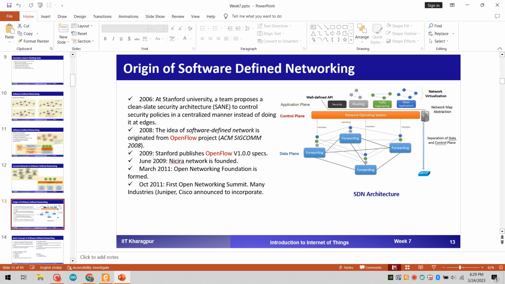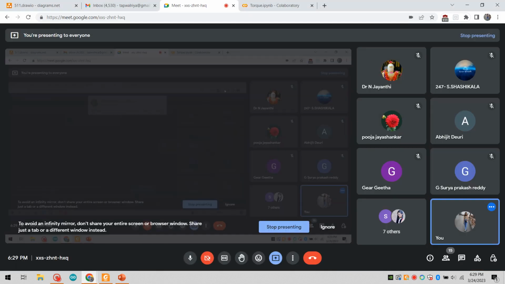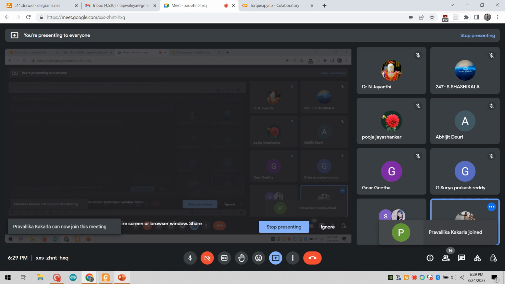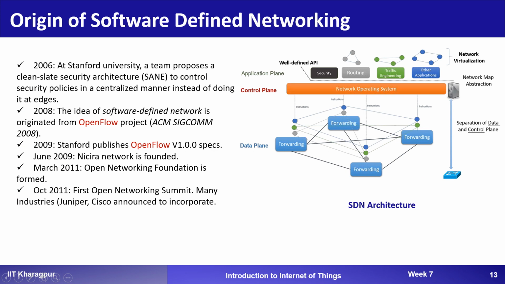Now the origin of your software defined networking. In 2006 at Stanford University, a team proposed a clean slate security architecture, that is SANE, to control the security policy in a centralized manner instead of doing it at the edges.